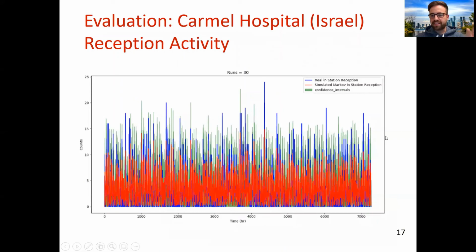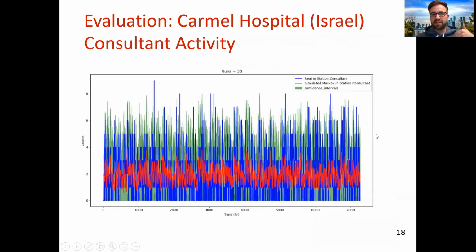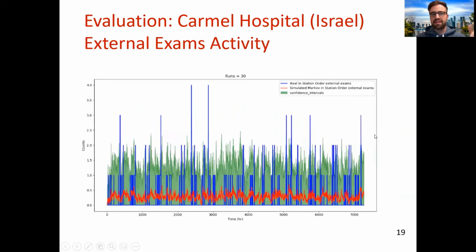Going to the specific activities, so this was the total number of patients in the hospital. We see that for the reception activity, which is a very common and upstream activity, we still have some success in replicating the actual realizations. While for more rare and downstream activities like consultancy and external examinations, we have partial success, partly because of underfitting. We don't have enough information in our data to cover the exact densities of these activities.